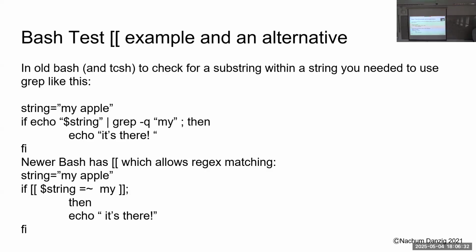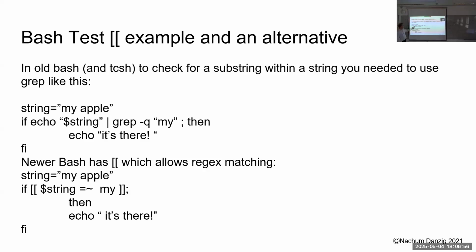So here are some examples in old bash and in tcsh. To check for a substring within a string, you need to use grep like this. Here's my string, "my apple", and I want to find out if the string "my" is in that string. This might be helpful for the homework.